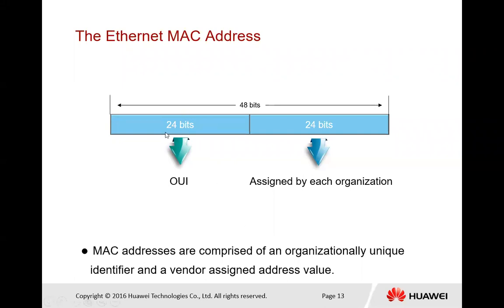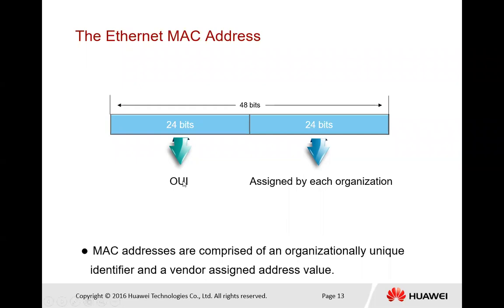So first, 24 bits, that is OUI, where OUI stands for Organizational Unique Identifier. Second, 24 bits, that is specifically assigned by each organization. That is assigned by IANA authorizations, that is, IANA specifically stands for Internet Assigned Numbers Authority. That provides the number specifically for this 24-bit part.